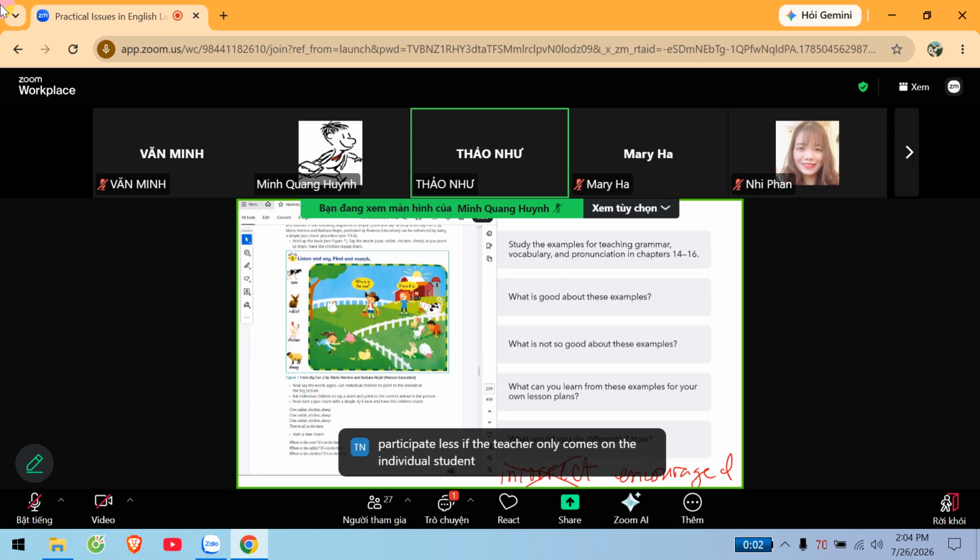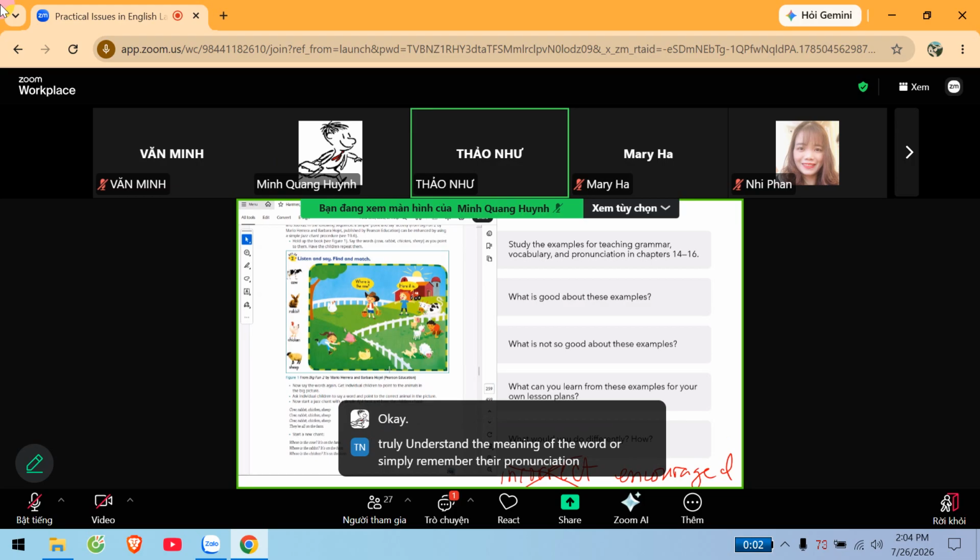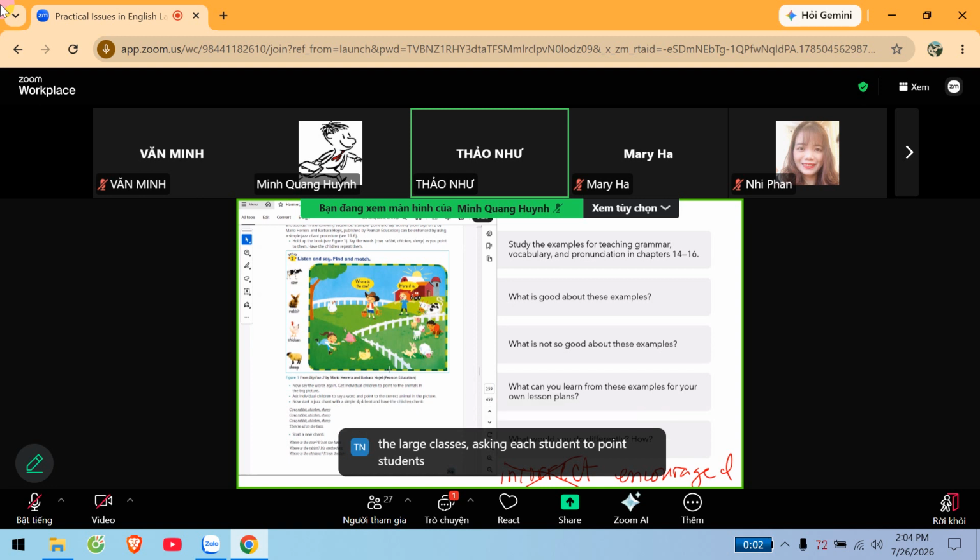And there is no activity to check whether students truly understand the meaning of the words or simply remember their pronunciation. Okay. And in large classes, asking each student to point to the picture one by one to choose the vocabulary can be quite time consuming.